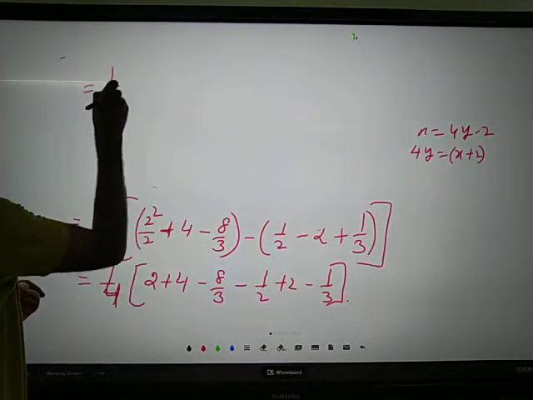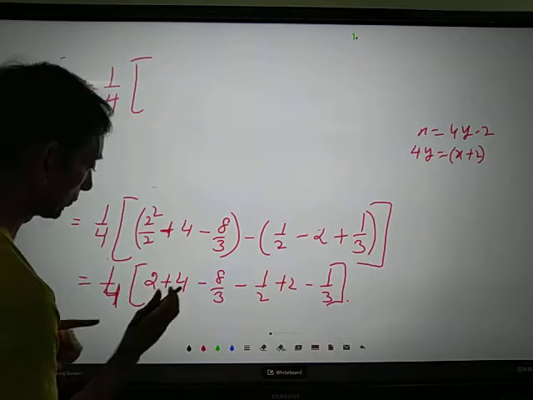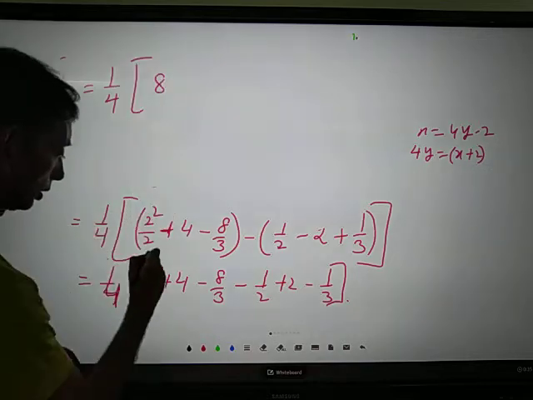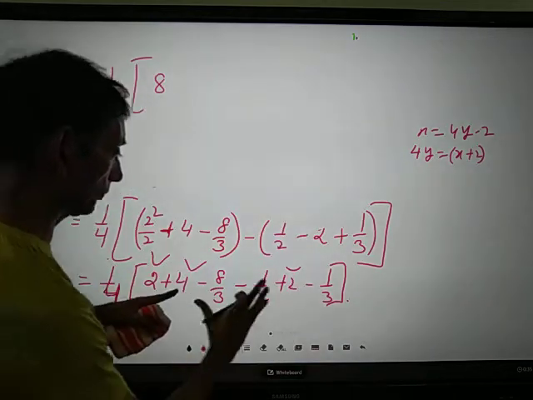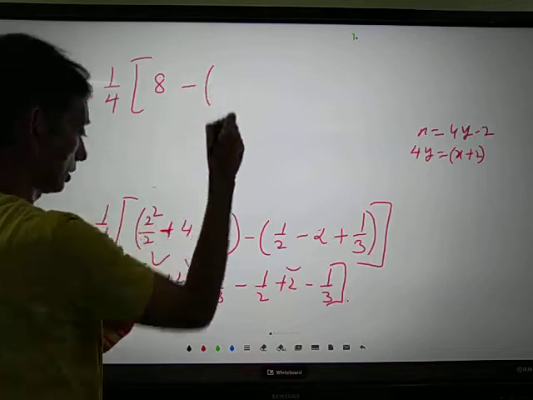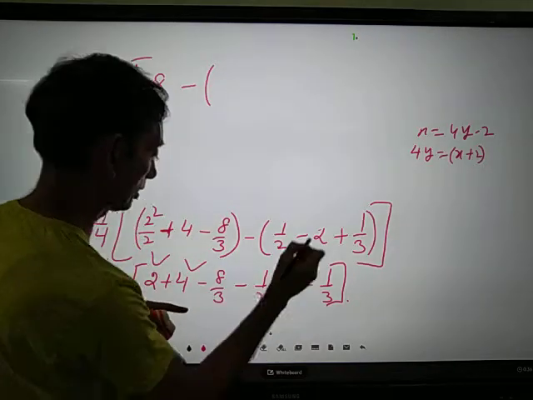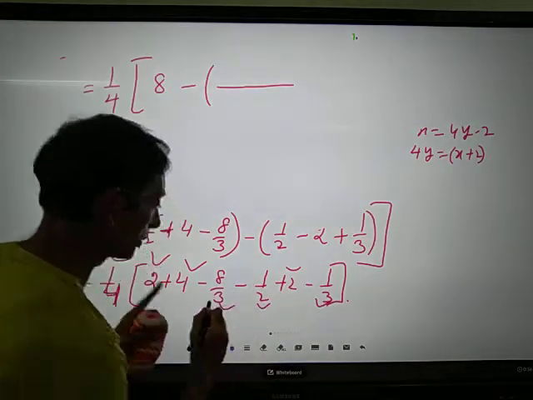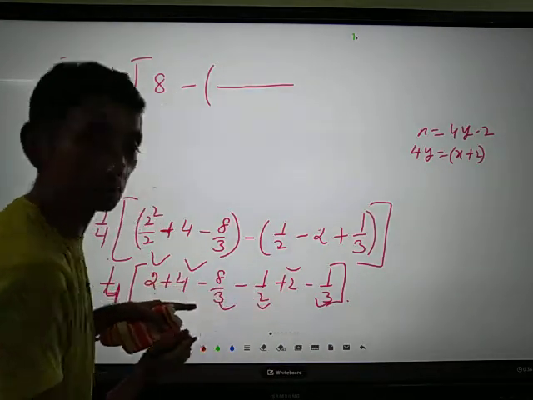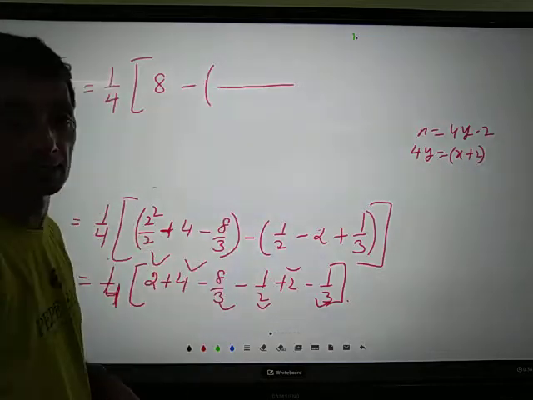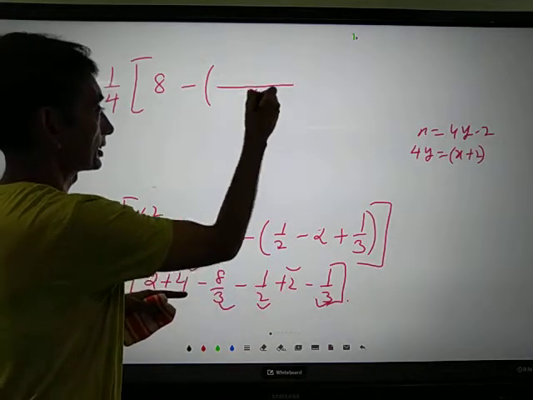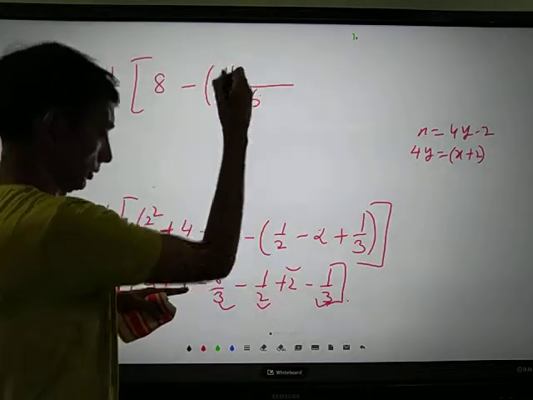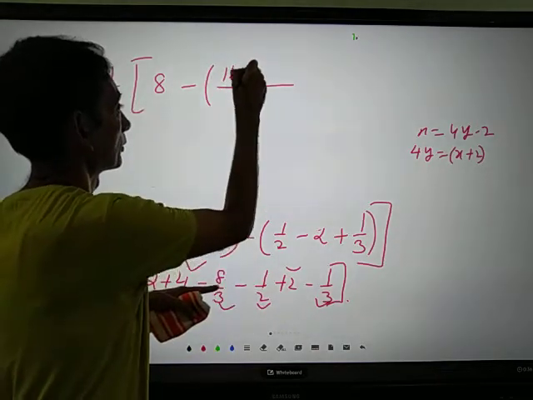This is 1 by 4. 2 plus 4 is 6, plus 2 is 8. We'll combine these values together. Then the fractions, if you take a minus out, are 8 by 3, 1 by 2 and 1 by 3. So we'll take the LCM, 6, of these three terms. We are going to combine all the terms, with a minus sign taken out. Multiplying by 6, 8 by 3 becomes 16.